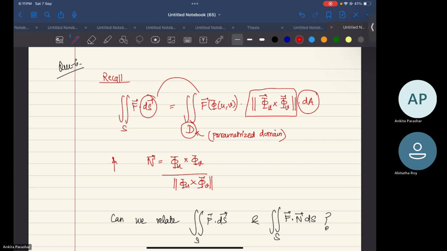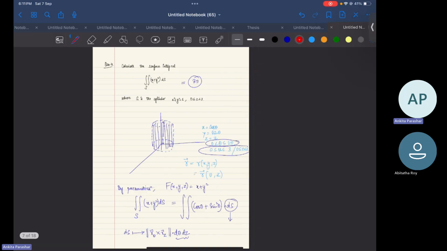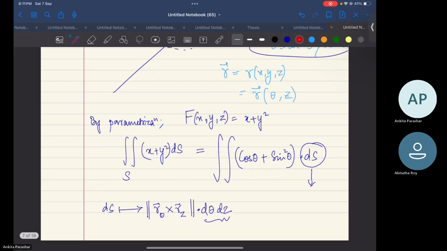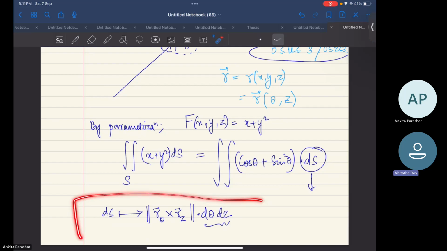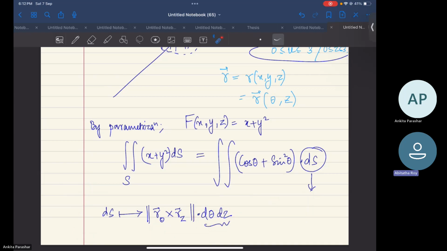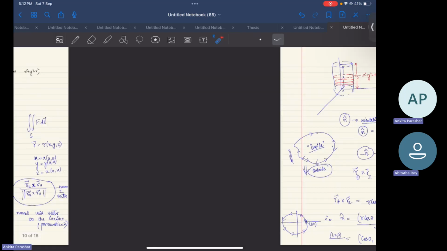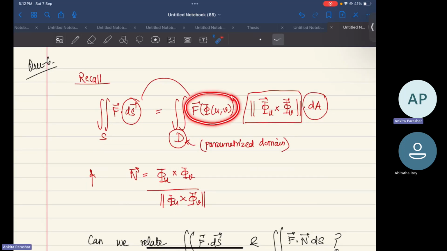Just a minute. Let's go back. If you are a bit confused, look at this line. It is the norm of the cross product of the parameterized surface's partials times the area. This is dA. This is the parameterized surface, the cross product, its norm, then the area.